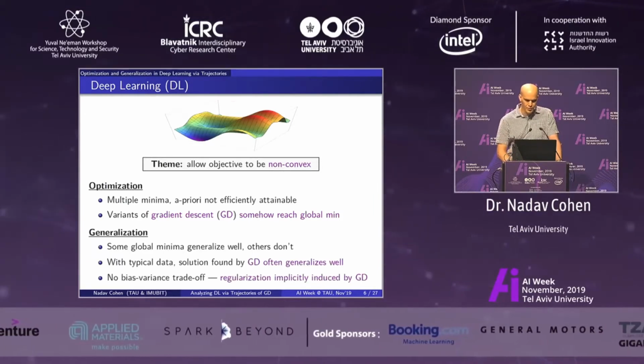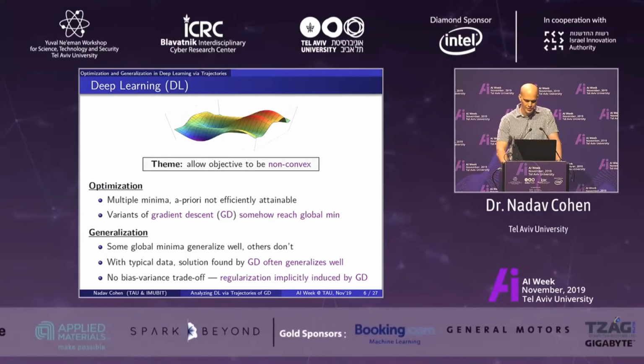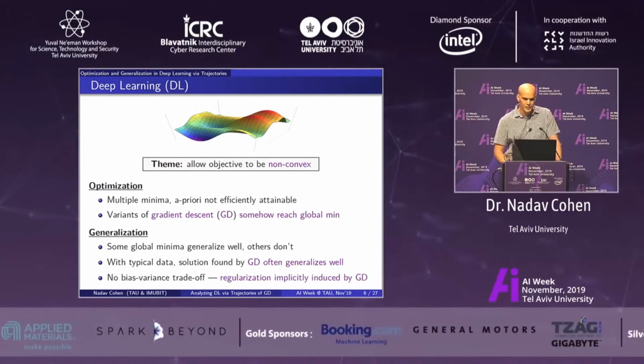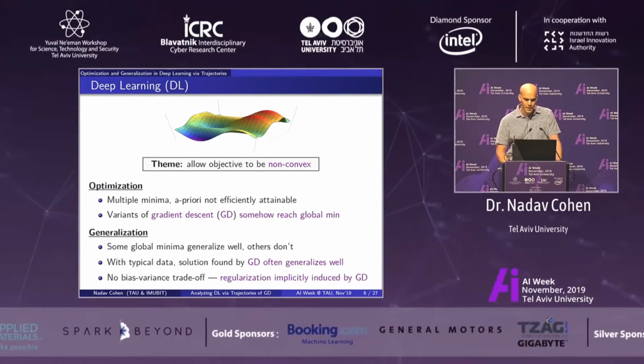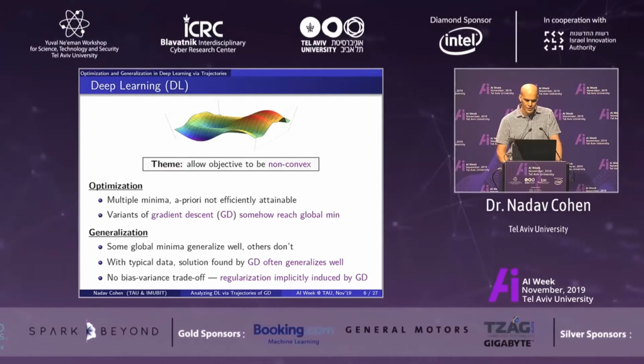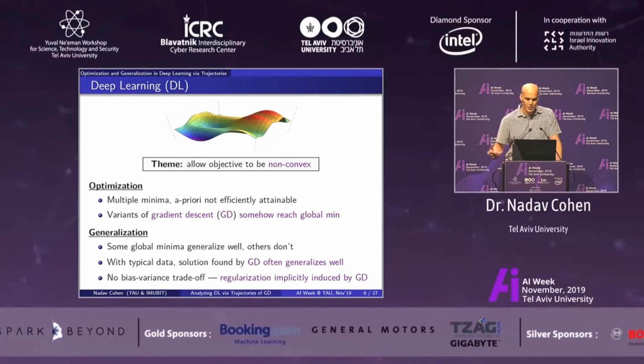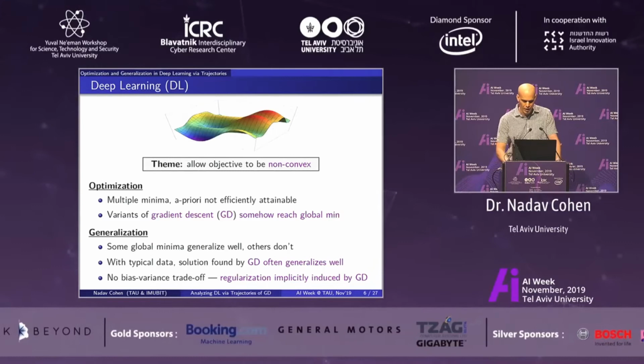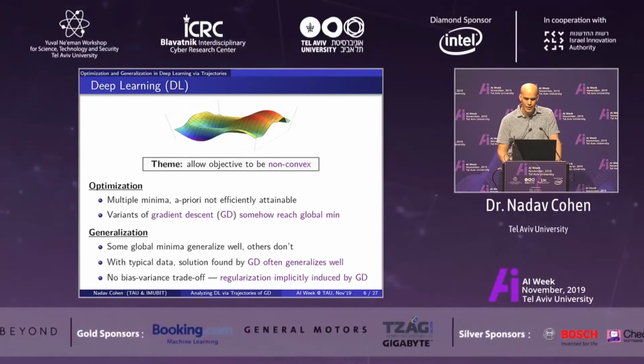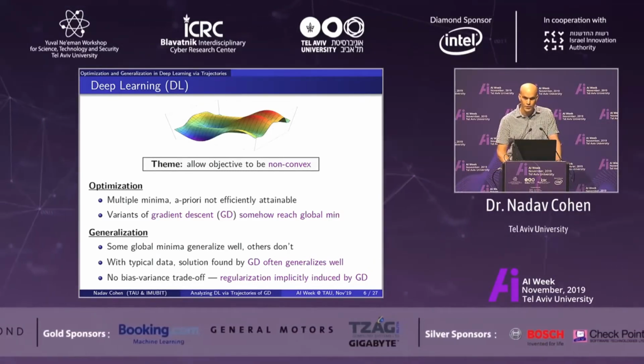In terms of generalization, the situation is even more peculiar. We know empirically that some global minima generalize well, and others don't. And for some reason, on the kind of problems that deep learning works on, which is a pretty wide array of problems, the solution that's found by gradient descent is often one that generalizes well.